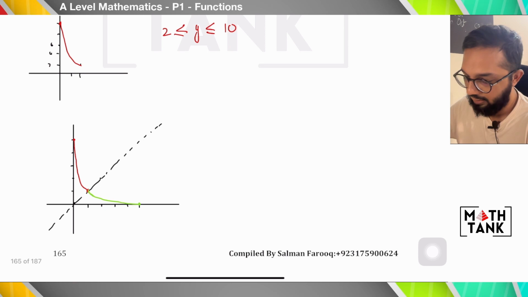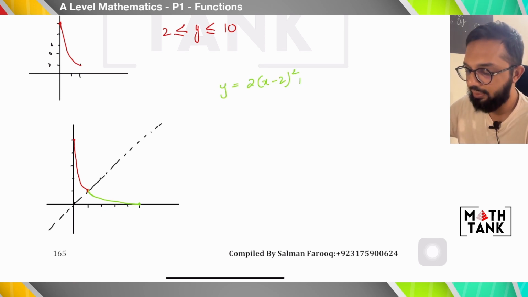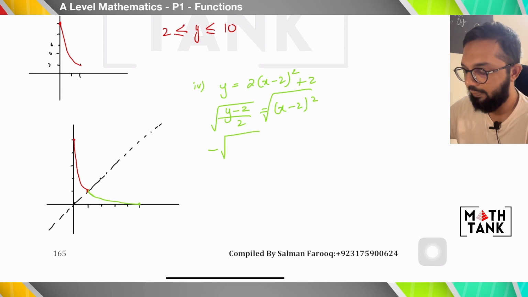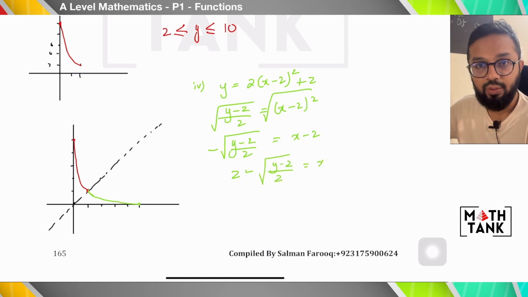Find an expression for the inverse. I think that's simple. You start off with the completed square form, and you say that y minus 2 divided by 2 equals x minus 2 whole squared. You take a root, and you decide whether you want the left hand side or the right hand side. The original graph had the left hand side, so I will take a negative outside the root. Then this becomes x minus 2, 2 comes here, and that is my inverse function.